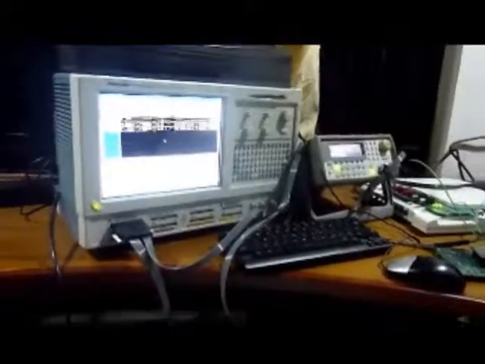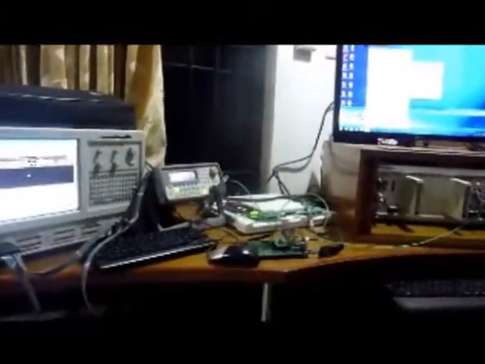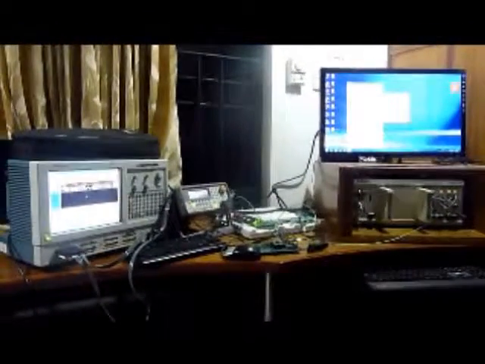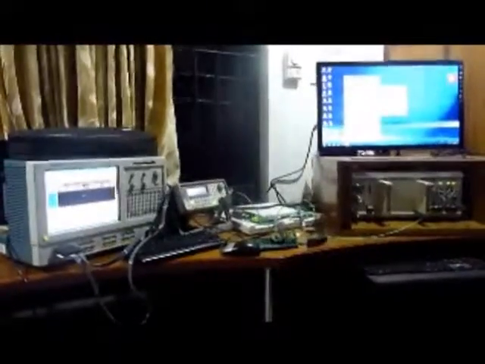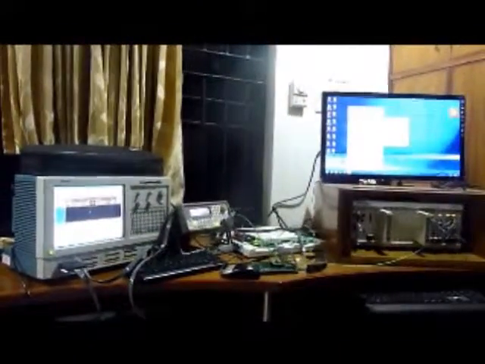Now the complete setup is being shown. The complete setup with the PXI system on the right, the logic analyzer on the left, the signal generator in the middle, and the board also right there connected to this logic analyzer.